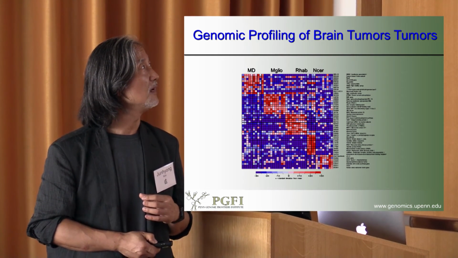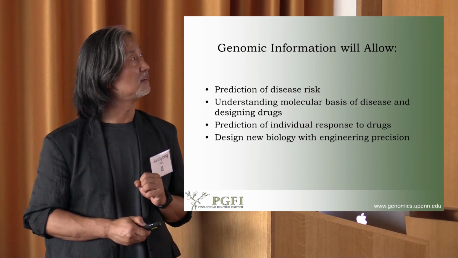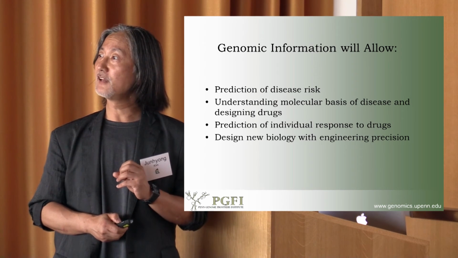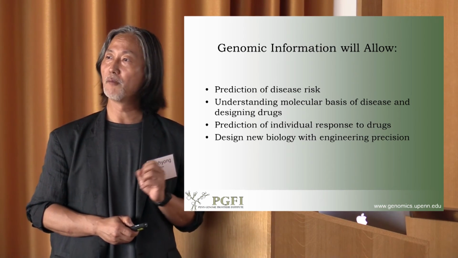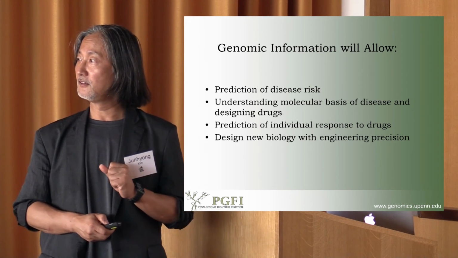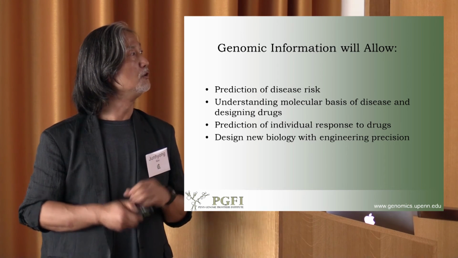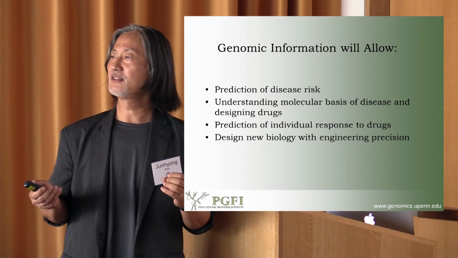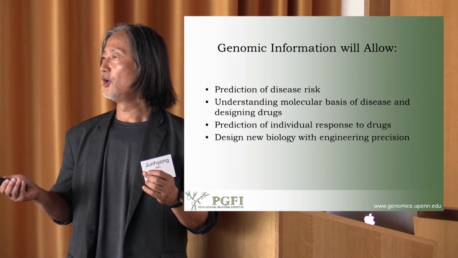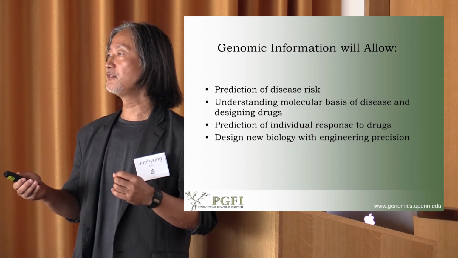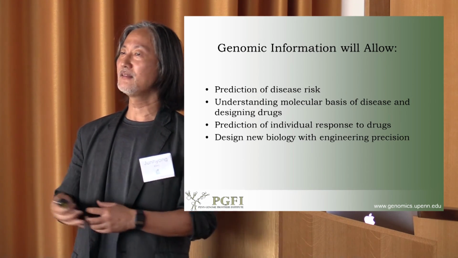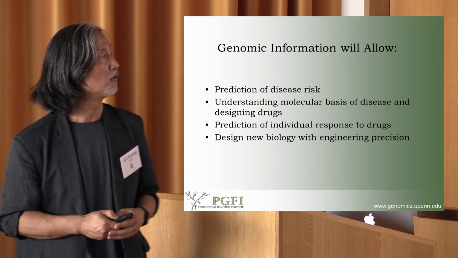So genomic information allows prediction of disease risk, understanding the molecular basis of disease, and also designing new drugs, of course, as we understand more about what molecules are affected by diseases, and prediction of individual responses to drugs, designing new biology with engineering precision. This is that field of synthetic biology that has just come into being in the last 10 years or so, where we can try to use engineering principles and technologies like CRISPR to try to design some functional outcomes of organisms.